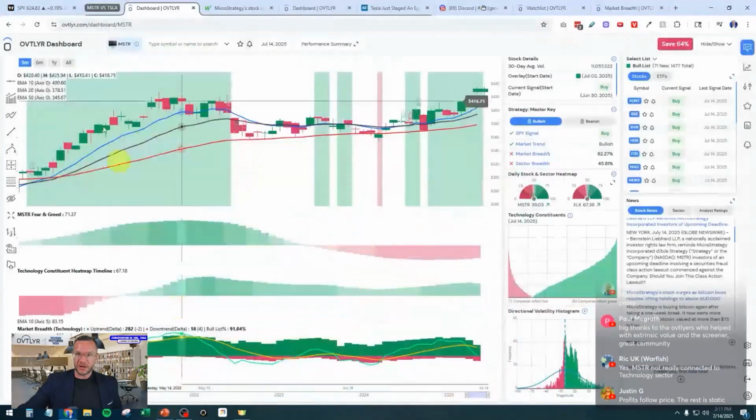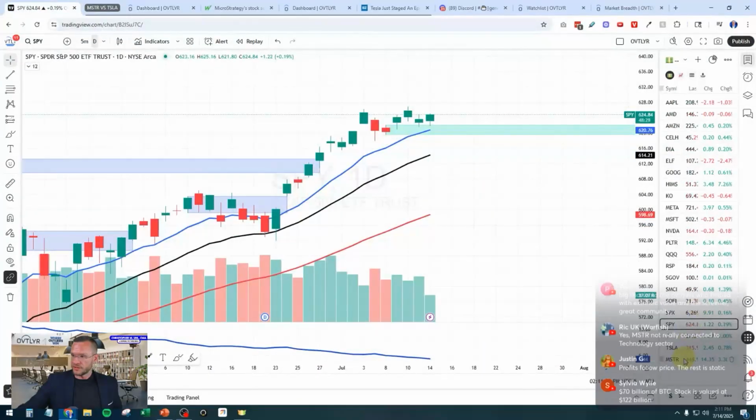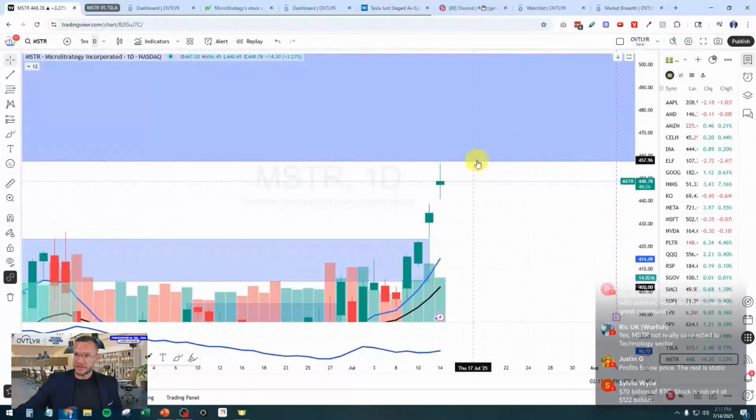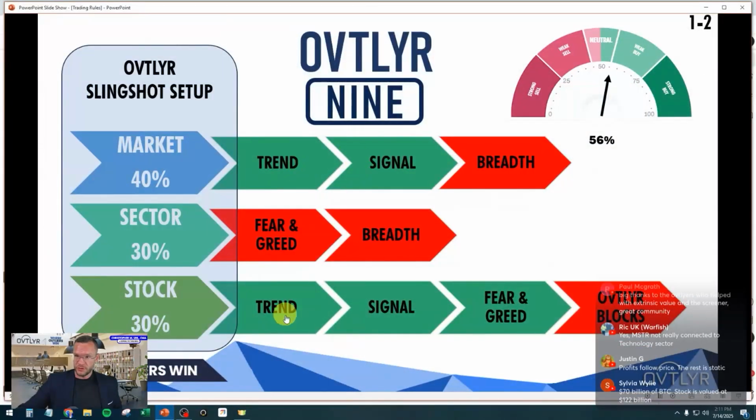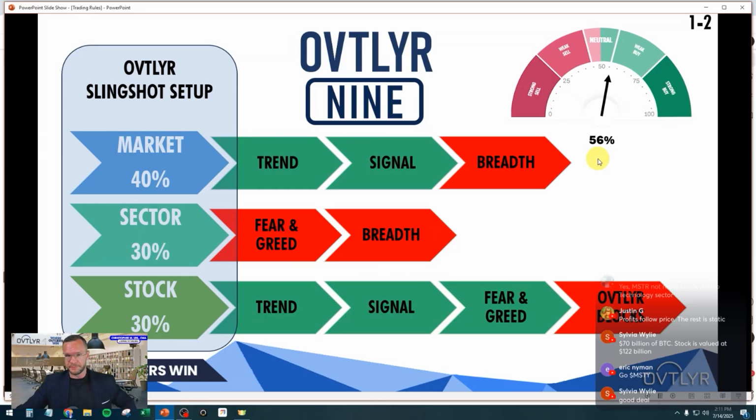And are there any outlier blocks on top of MicroStrategy? Let's see. Yes, there is right here at 458, give or take. So MicroStrategy has 1, 2, 3, 4, 5. This puts it solidly in neutral, solidly as a stock that I'm not interested in buying, not even with your money.